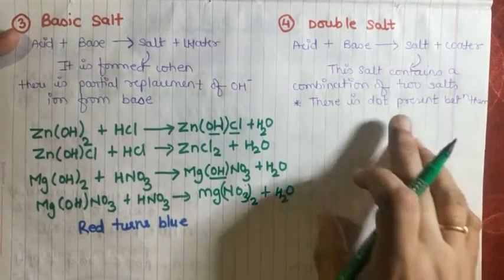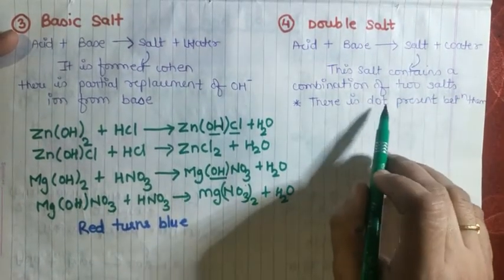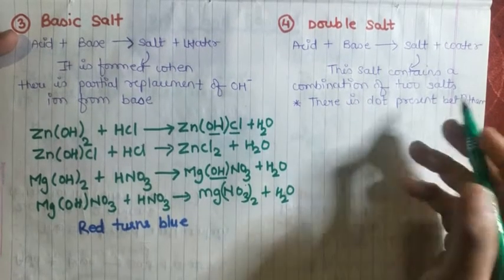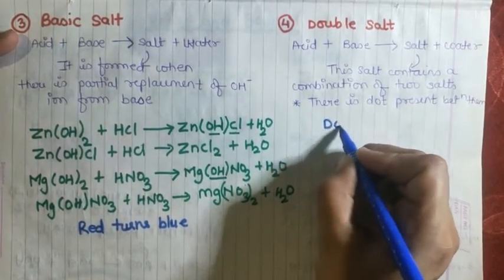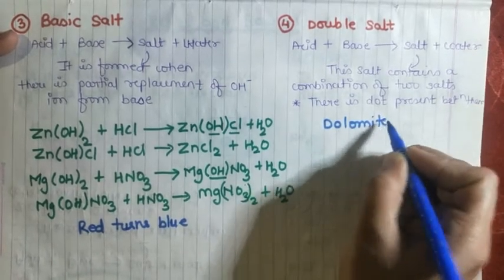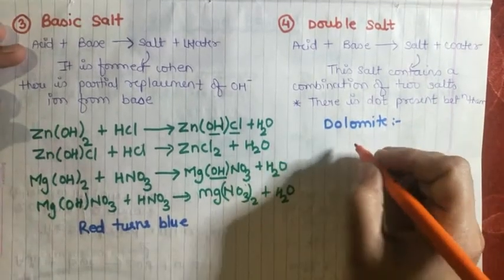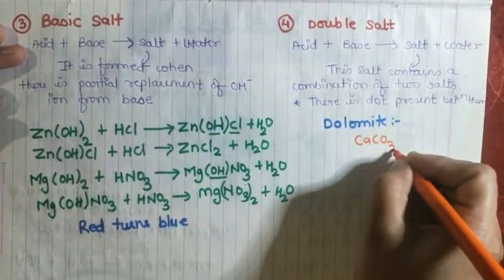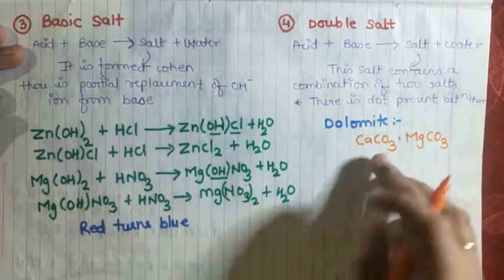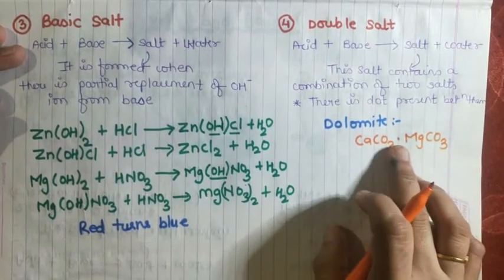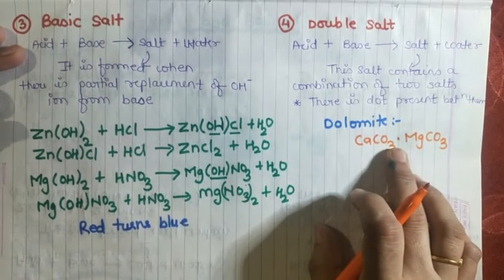The specialty of this salt is that it contains a combination of two salts and there is a dot between two salts. Let's take an example. Suppose if you see dolomite, the formula of dolomite is calcium carbonate dot magnesium carbonate. So here you can see that there is a mixture of two salts and they are separated by one dot. So this represents a double salt structure.